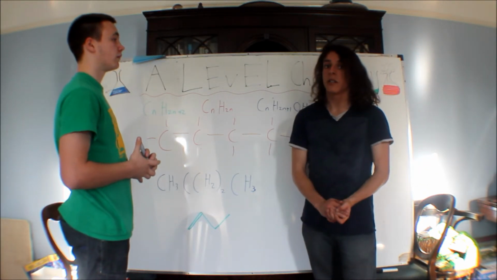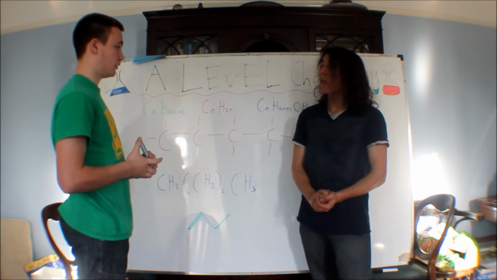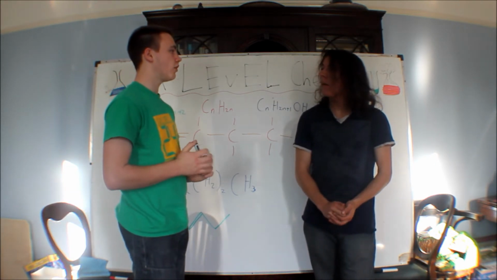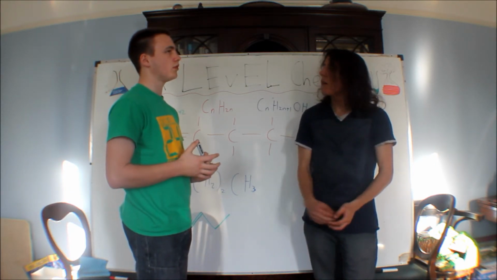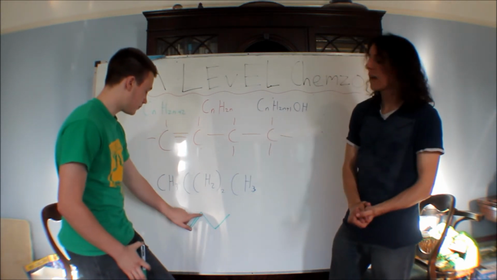We can actually use skeletal form to display all the things we went over earlier. Should we go through them all now? Yeah, we'll go through a few. What should we go through first? Should we go down the list we had at the start? So there's an alkane, alkene, and then halogenoalkanes.